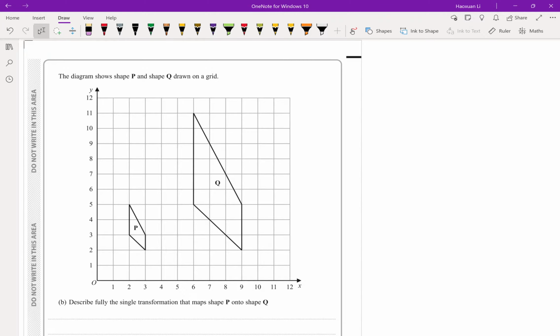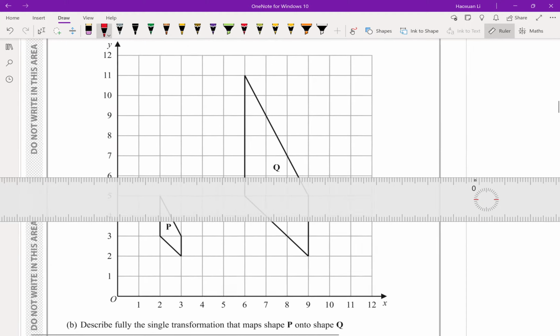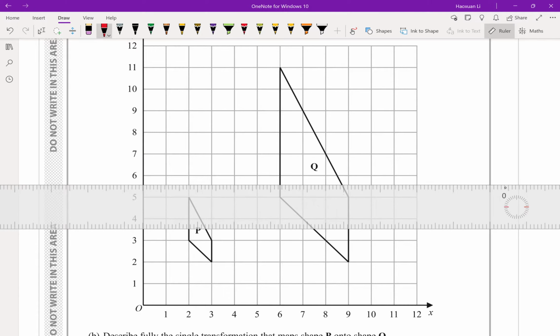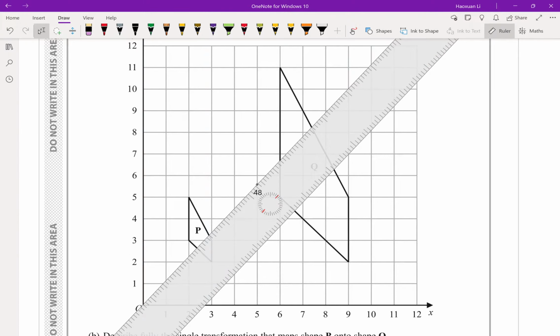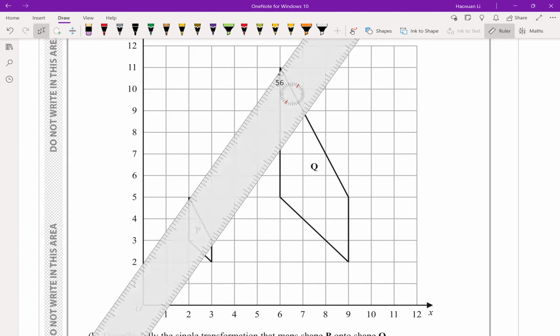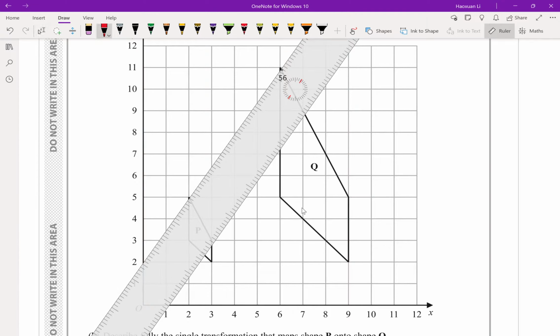Alright, the diagram shows shape P and shape Q drawn on a grid. Describe fully the single transformation that maps shape P onto shape Q. So therefore, when it comes to this question, you should be able to realize that this is an enlargement between shapes, as they have the same ratio and they do look alike. So often when this comes up, think about which center they got enlarged at. In order to work this out, all you've got to do is draw a line from tip to tip.